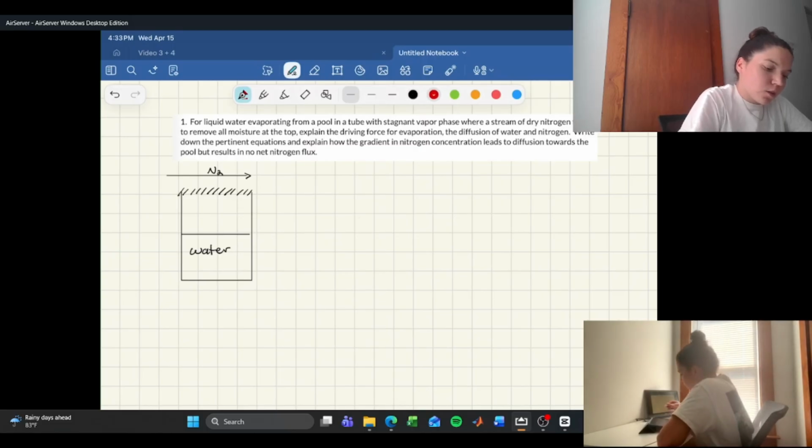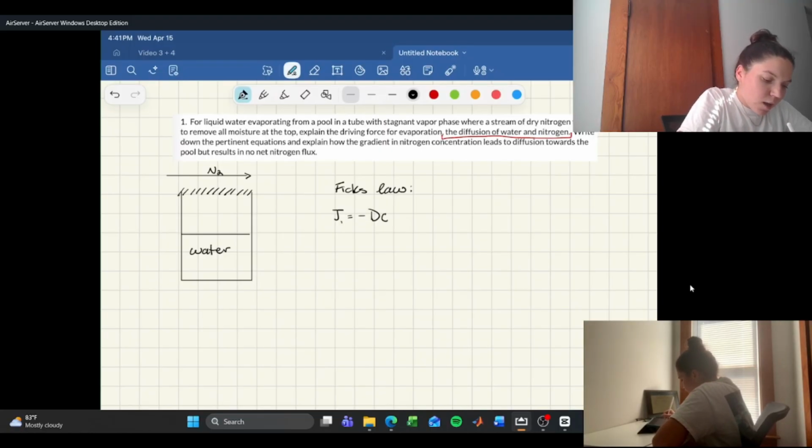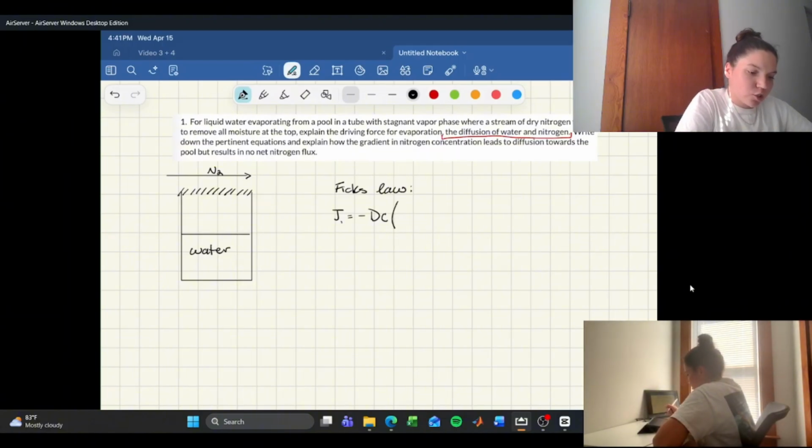So we want to look at the diffusion of water and nitrogen. For diffusion, we want to look at Fick's law. Fick's law is going to be the molar flux is equal to negative diffusion coefficient times the overall concentration, and this is going to be times the concentration gradient. So this is going to be the driving force. It's the change in concentration of component 1 over the change in distance.